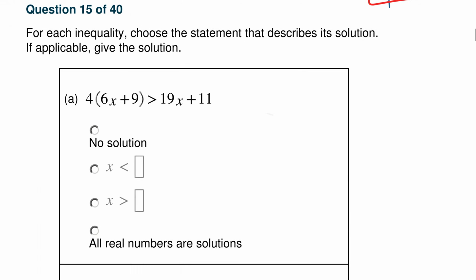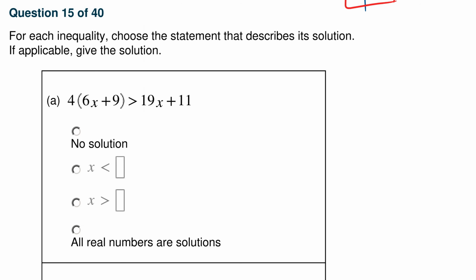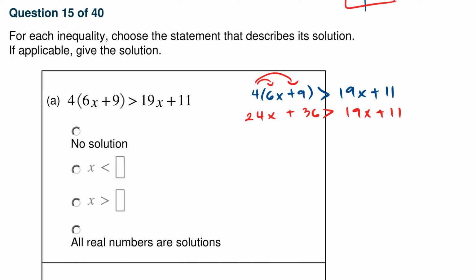Alright, number 15. We solve the inequality. 4 times 6x plus 9 greater than 19x plus 11. So same idea, we're going to distribute 4 into parentheses. That will give you 24x plus 36 greater than 19x plus 11. Okay, we're going to bring x's to the same side, so we're going to minus 19x on both sides. 24x minus 19x will give you 5x plus 36 greater than 11.